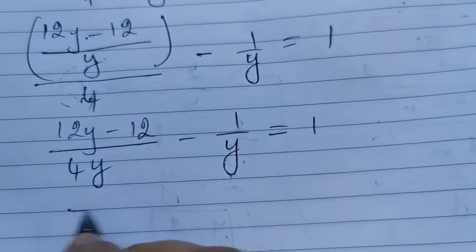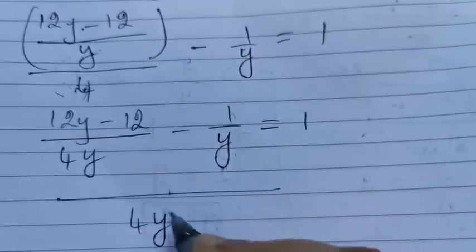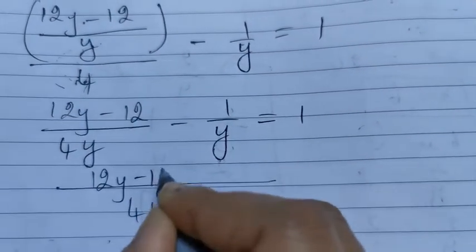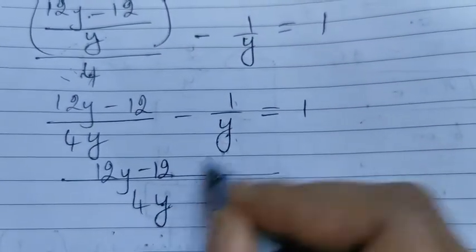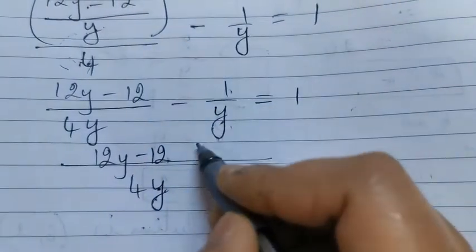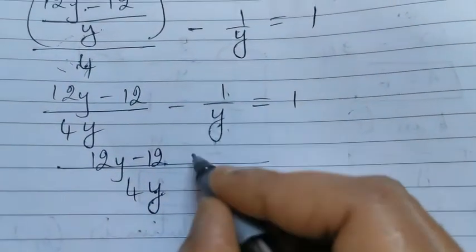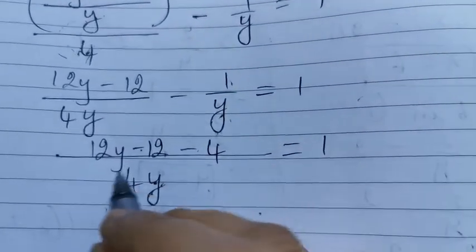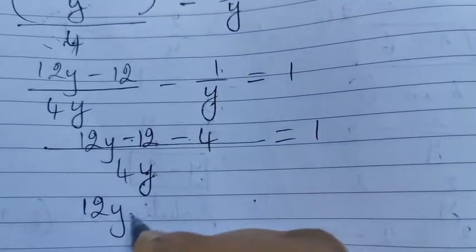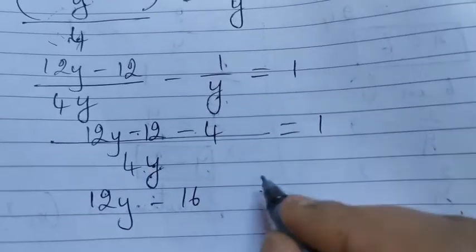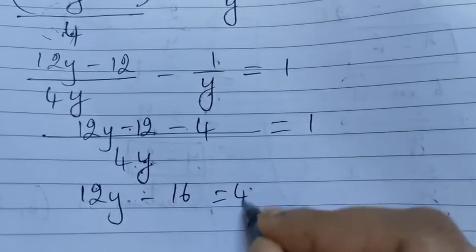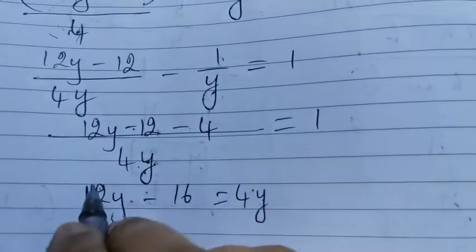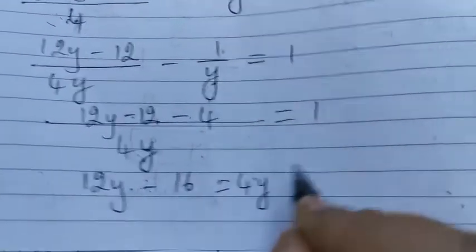Now I have my LCM as 4y. So 12y minus 12, y into 4 gives me 4y. So 1 into 4 becomes 4. So minus 4 is equal to 1. So minus 12 and minus 4 becomes minus 16. 4y goes to the other side, it gets multiplied with 1. 4y. Now I take this 4y to one side and I take the constant to the other side.